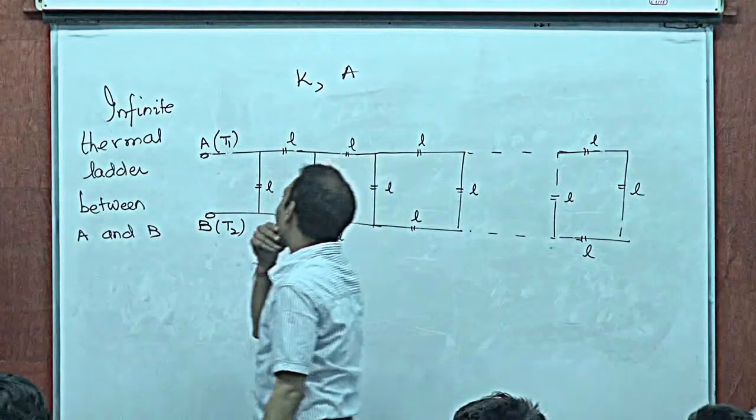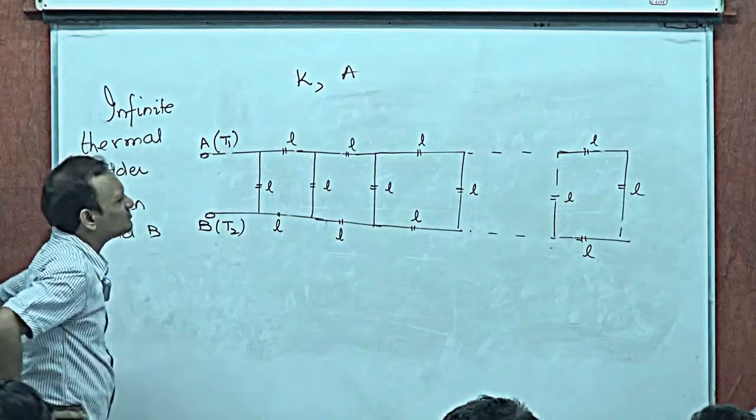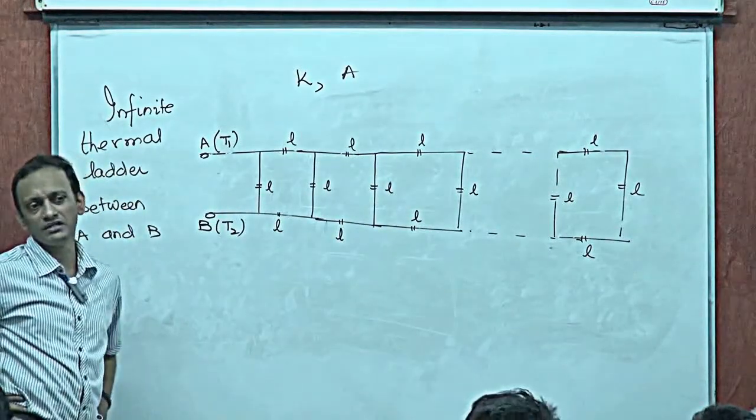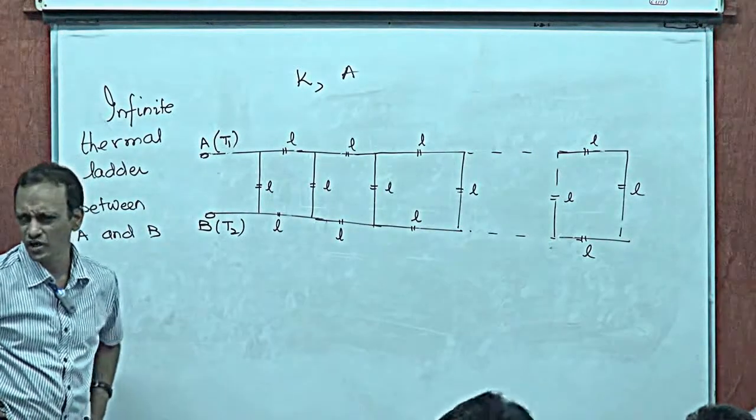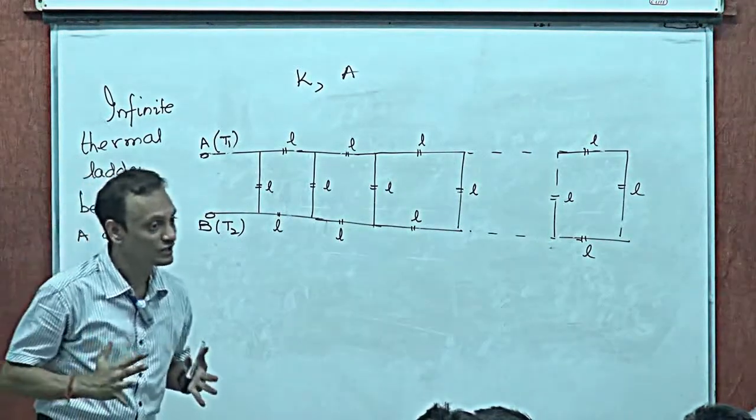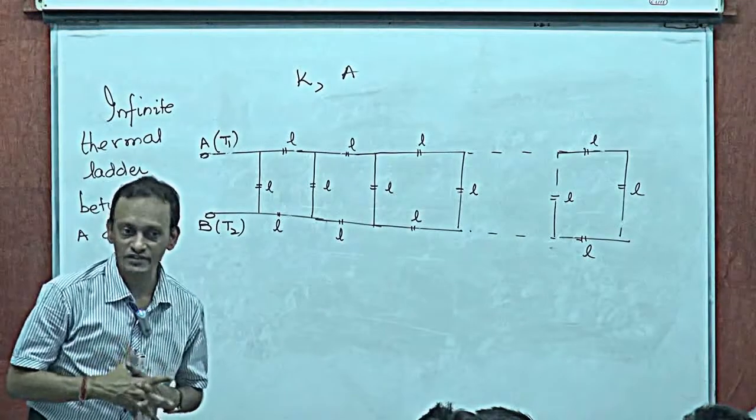And I want to be able to find the heat current that enters A or leaves B. The heat current, total heat current associated with this ladder.